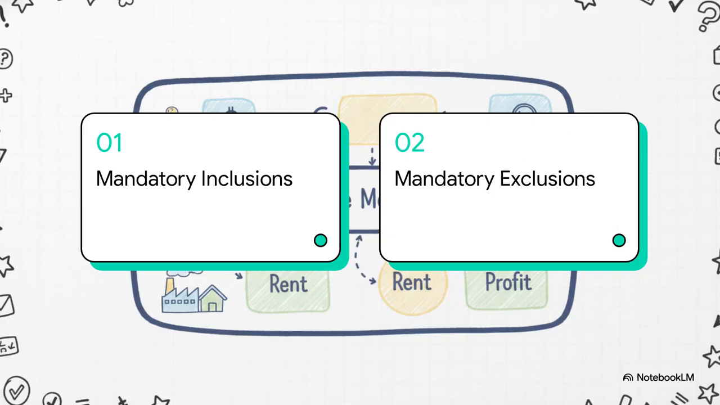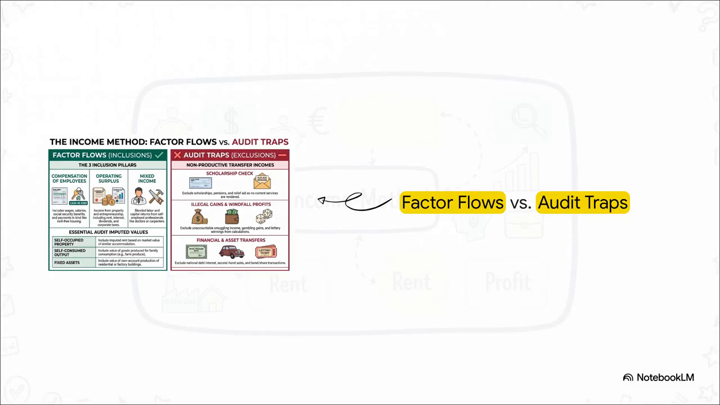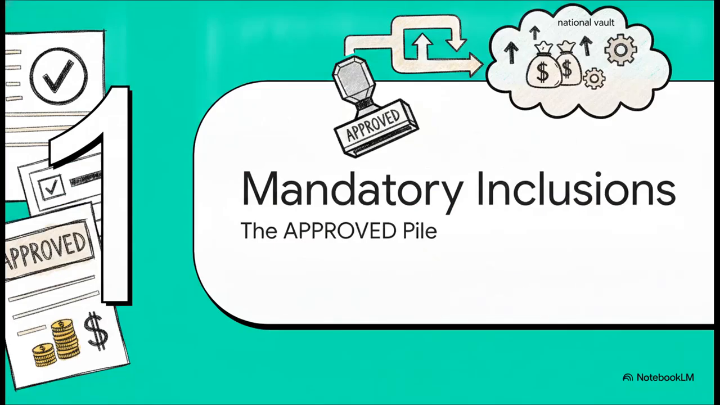To make sense of all this, we're splitting our audit into two halves. First, the mandatory inclusions, the stuff that gets approved, and second, the mandatory exclusions that get completely flagged. And this master map perfectly captures those two sides. We've got the green check factor flows representing real economic contributions right up against the red X audit traps, which are basically non-productive transfers and illegal gains. We'll be using this as our cheat sheet as we navigate the rules. All right, let's jump right into part one, mandatory inclusions, the approved pile.